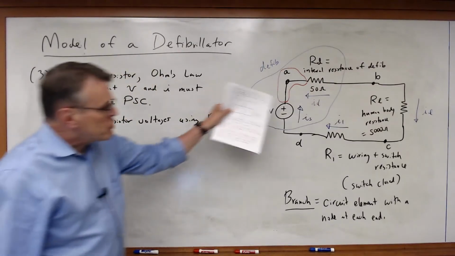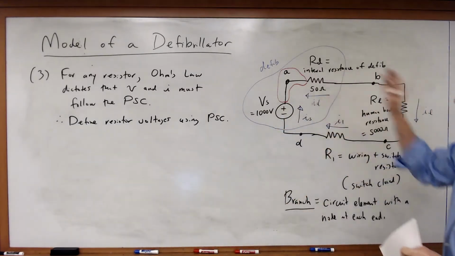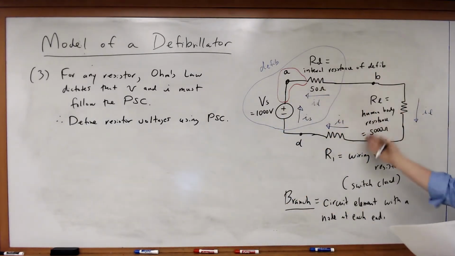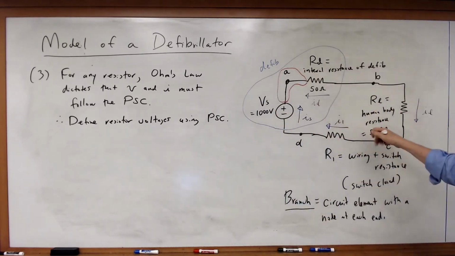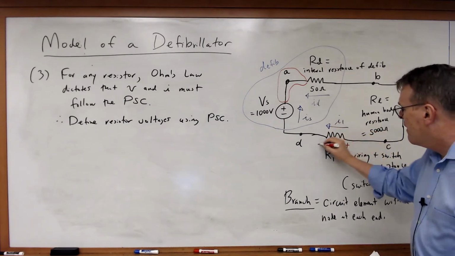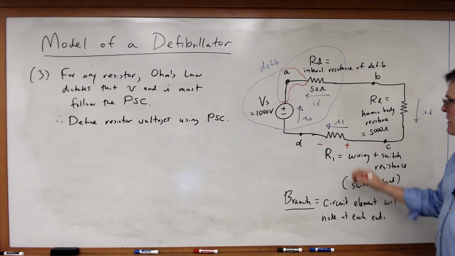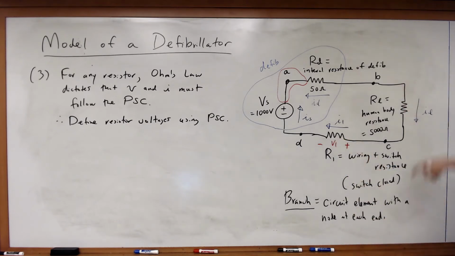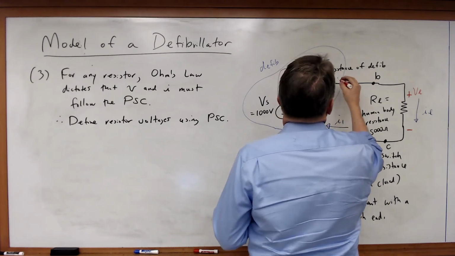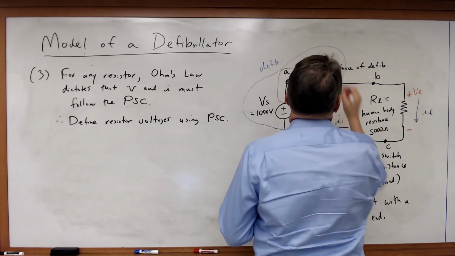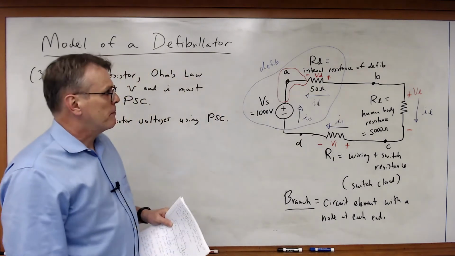Now here we see that I've chosen these current directions. Once I've chosen them, then I have to follow the passive sign convention for those resistors. In other words, since I've chosen I1, the polarity must follow the passive sign convention. I'm going to call that V1. Over here, my voltage must be VL according to the passive sign convention. Over here, the voltage must be equal to VD according to the passive sign convention.